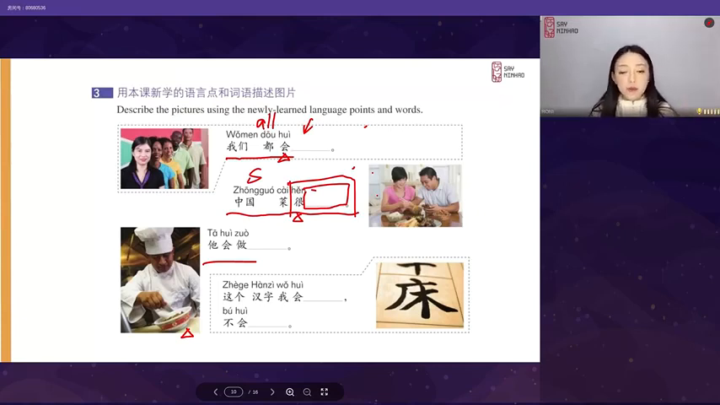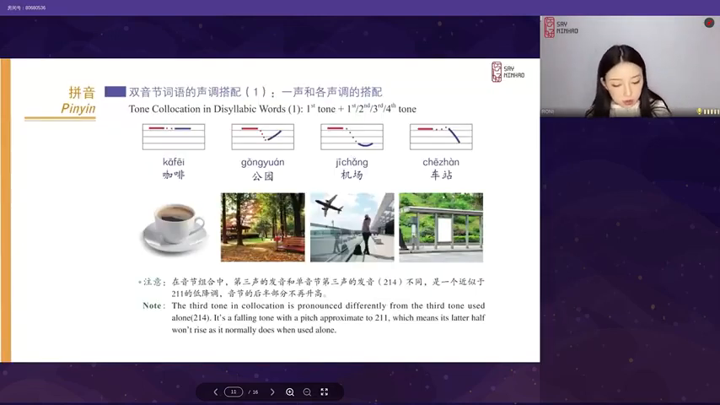这个汉字我会 what? 不会 what? Okay, another way. We can put verbs after 会, right? So, you can say 我会写不会读 or 我会读不会写. 读 means read, 写 means write, okay? Now let's move on to the next part, which is the collocation in disyllabic words.